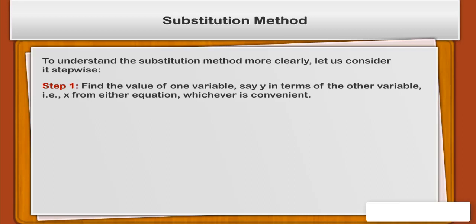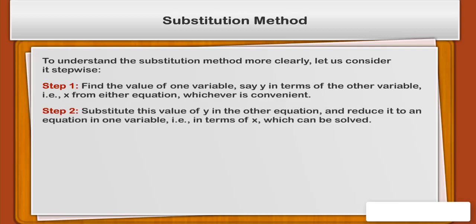Step 1. Find the value of one variable, say y, in terms of the other variable, that is x, from either equation, whichever is convenient. Step 2. Substitute this value of y in the other equation and reduce it to an equation in one variable, that is, in terms of x, which can be solved.